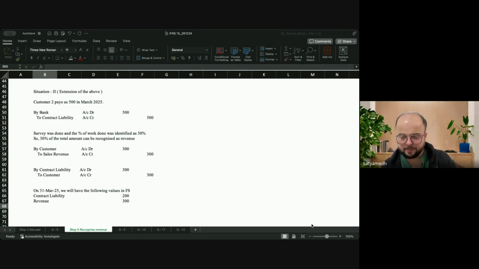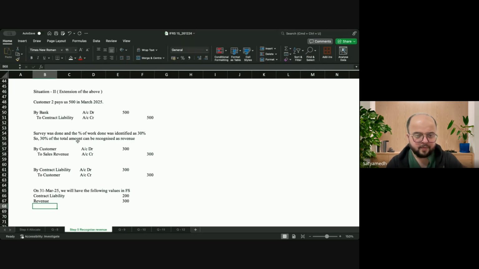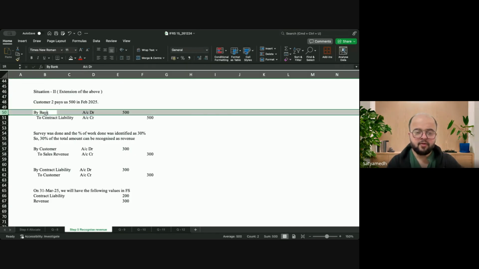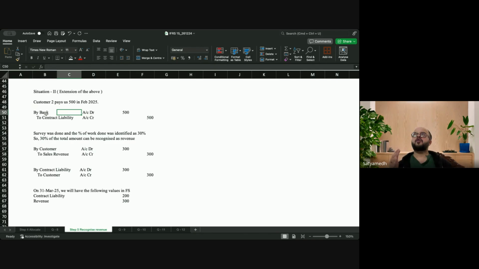You can type it out. So the question is, sir, if we have received revenue, why did you mention the customer instead of bank? Which part? Okay, this one. So see, we have received the money. Customer 2 pays us 500, say for example, let's change the month. He pays us 500 in Feb 2025. Now, in Feb 2025, the work was not complete, or maybe the work was not started, or it was in the very initial stages. But the survey was done.